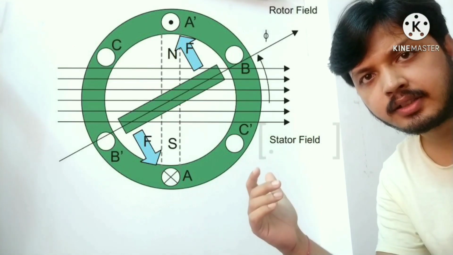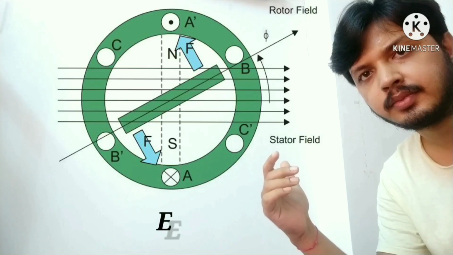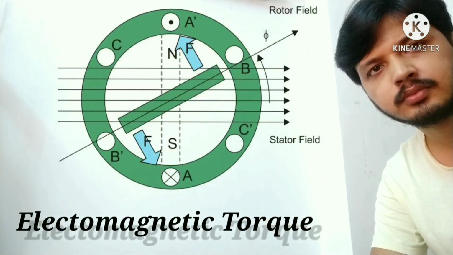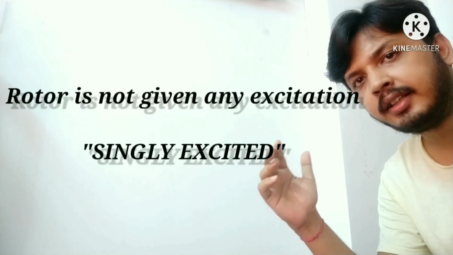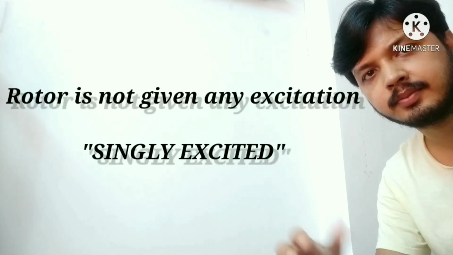Interaction between stator flux and the rotor flux induces a torque in the rotor. This torque is known as electromagnetic torque. In this way, induction motor starts. As the rotor does not have to be given any excitation, that is why induction motor is called singly excited.